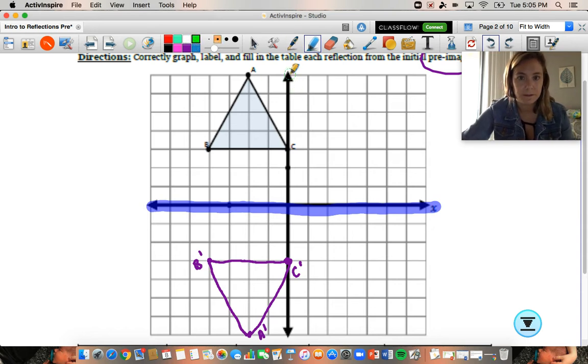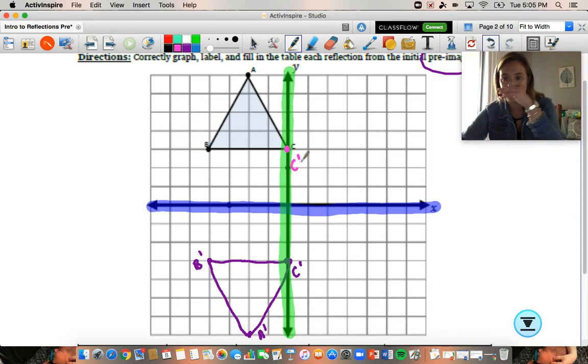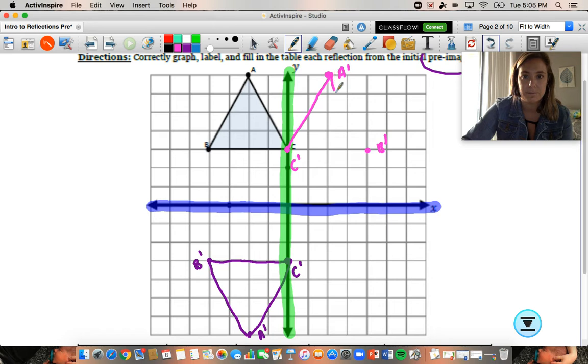Let's do a new color. Here's my y-axis. I'm going to go back to the original. I'm going to use pink. So distance. C is right here. Well, it's not going to move. That's also going to be C prime. I'm just going to call it C prime because I'm going back to the original again. A, 1, 2, 1, 2. This is A prime. 1, 2, 3, 4, 1, 2, 3, 4. This is B prime.